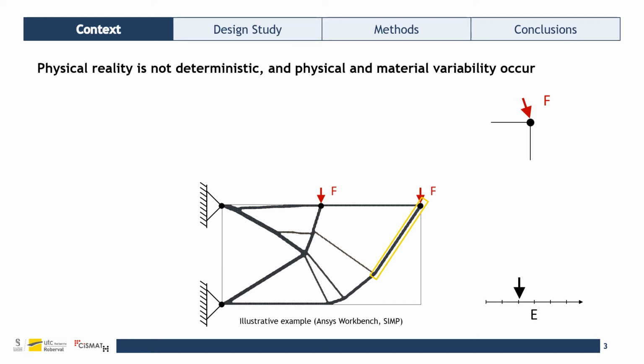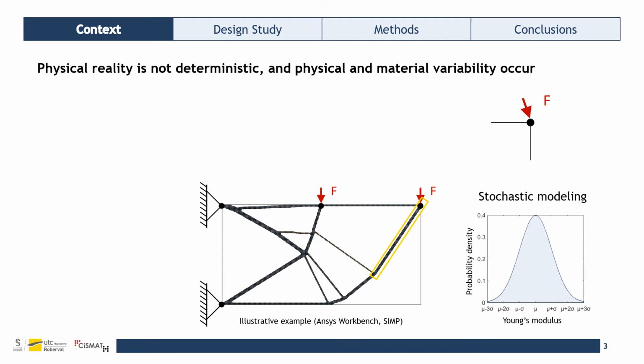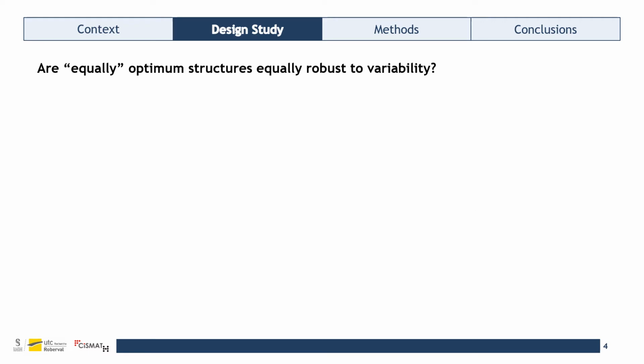A tool to account for such variability is stochastic modeling, where the variability of a parameter is expressed by statistical means, such as the mean value and the standard deviation. In this context, a research question arises. Are equally optimum structures equally robust to such variability?